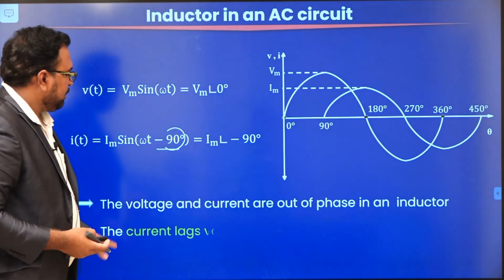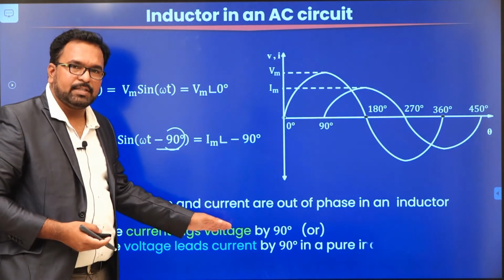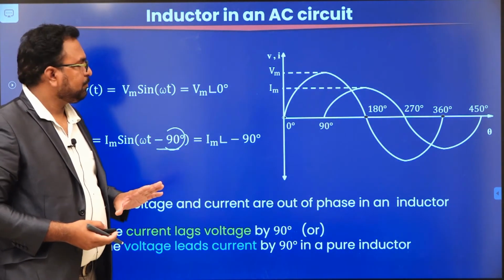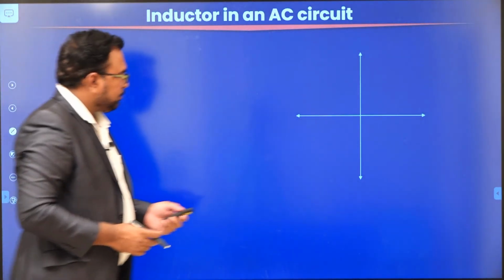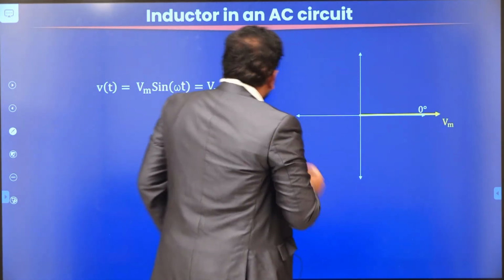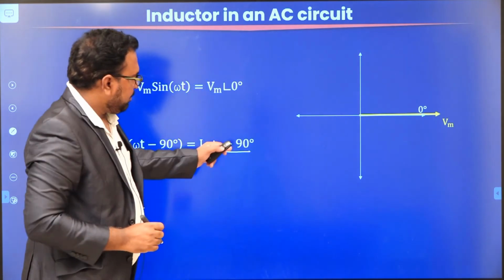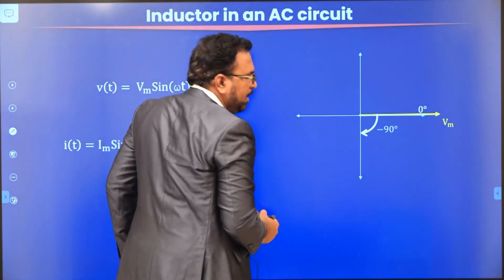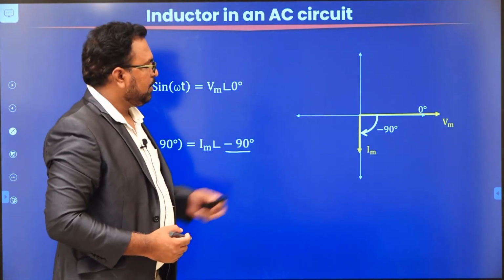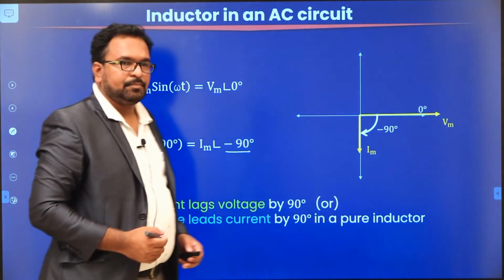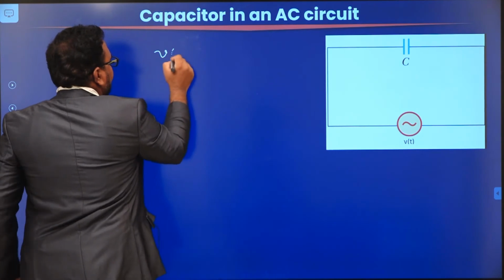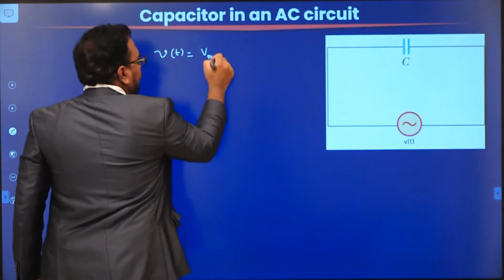So technically we say the current lags voltage by 90 degrees, or the voltage leads current by 90 degrees. In phasor notation also, the voltage will be along the x-axis, and the current is represented as minus 90. That means it has rotated in the clockwise direction by 90 degrees. So the waveform is indicated along minus 90 degrees. So this is the phasor diagram. That's all about the inductor. Now when you apply the same voltage here, V of t equals Vm sin omega t.